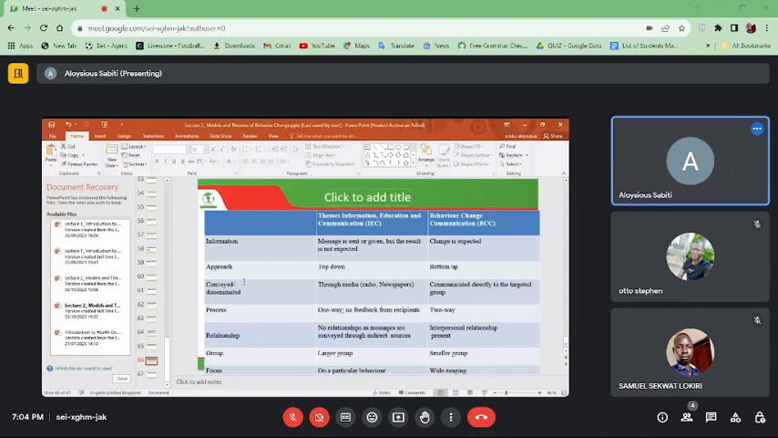Relationship. No relationships, as messages are conveyed through indirect sources. So most times you're using newspapers, you're going to the radio, so there is no relationship that is built, because you're passing the information indirectly. However, in behavior change communication, you're building an interpersonal relationship where you're dealing directly with the individuals, and then you can get their side of the story, and you can also reflect.